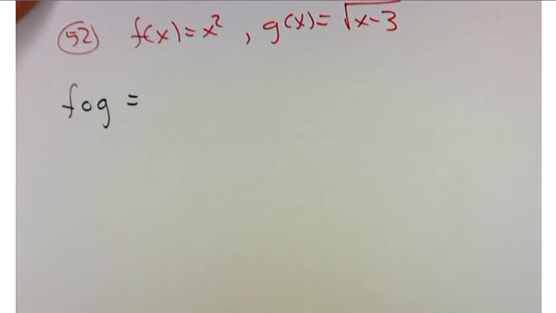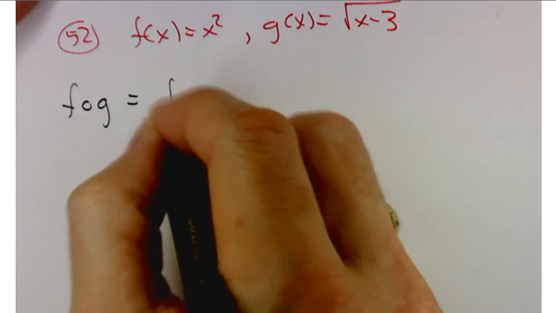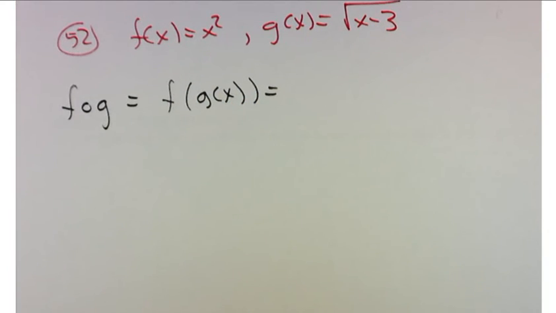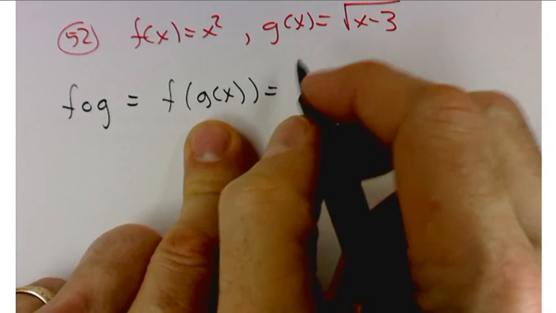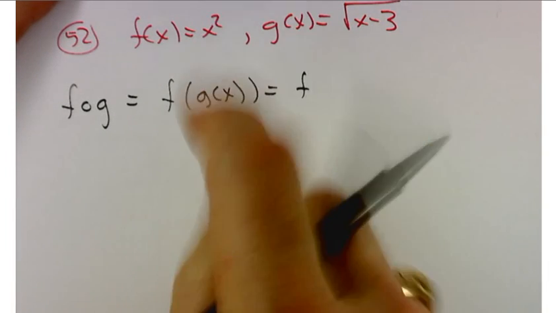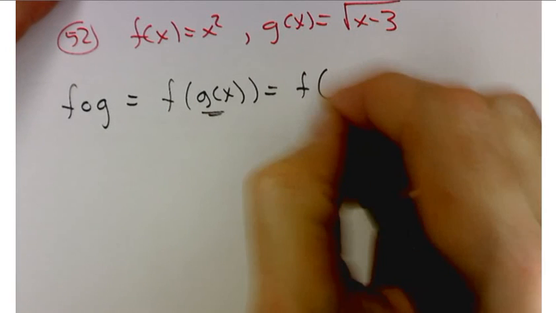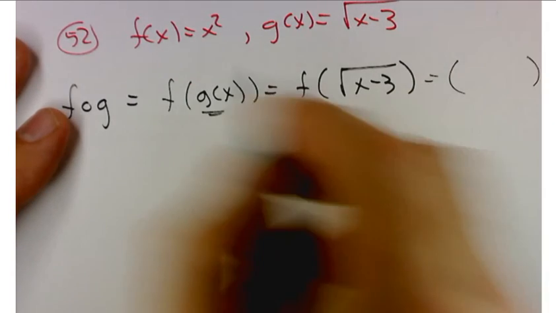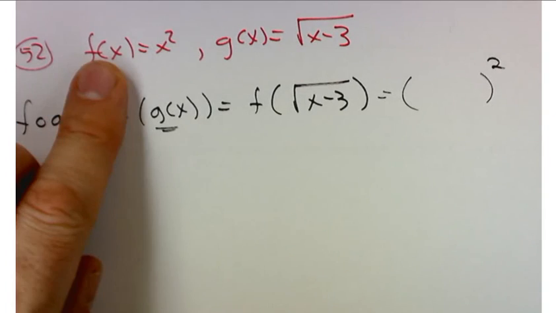And let's start with the inside function. g of x is the square root of x minus 3. And let's put that into our function for f. That would look like this. The function for f says square whatever you put in here. I'm going to square the square root of x minus 3. What happens when I square that square root? Just x minus 3.